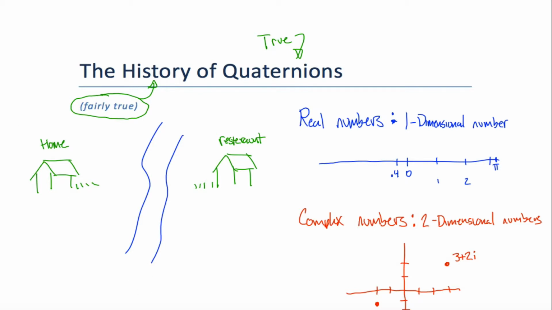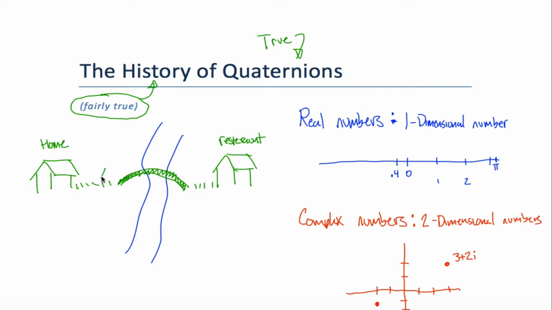So what do you do when there's a big river? Well, hopefully there's a bridge. And fortunately, there was. It's called the Broom Bridge because it's in Ireland. It's spelled all weird, like B-R-O-U-G. I don't know, something weird. But it's pronounced the Broom Bridge. And that's this guy right here.